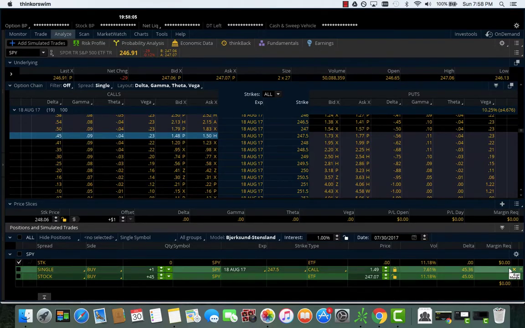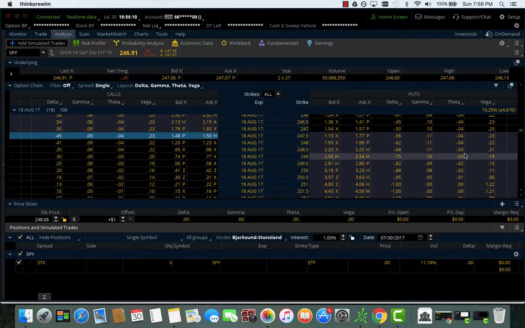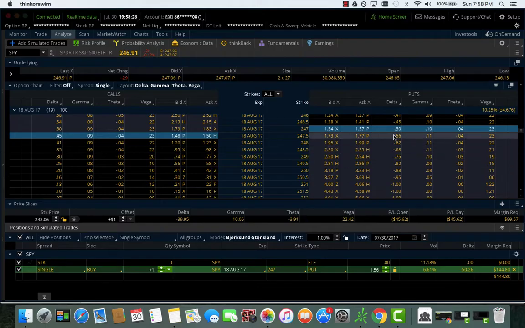So let's say we were bearish on SPY. We thought the market would go down, right? One of the things you could do is buy the 247 put. You're going to end up paying $156 for that. Nothing crazy. That is going to give you negative 50 deltas. So now we're betting it goes down, right? And if SPY goes down a buck, we make $55. So right around there again.